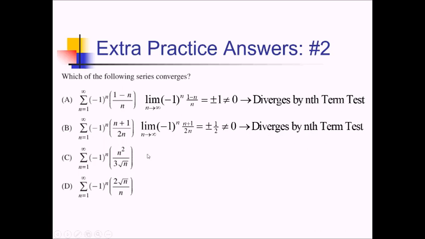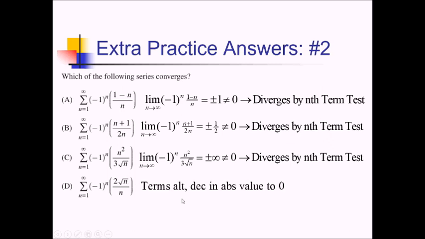Option C, now we've got the limit of n squared over 3 radical n. As you approach infinity, this one's actually going to go to plus or minus infinity, which is not 0. So again, diverging by the nth term test. On this last one, we have a bottom-heavy function here. So we're alternating. Our terms are decreasing in absolute value to 0. The limit of this thing is going to be 0. So therefore, this one's going to converge by the alternating series test, and we pick choice D.